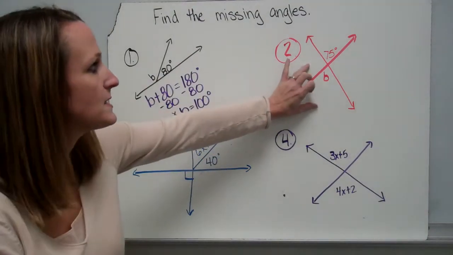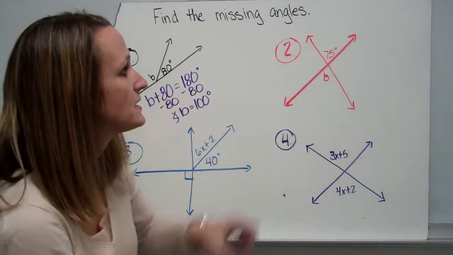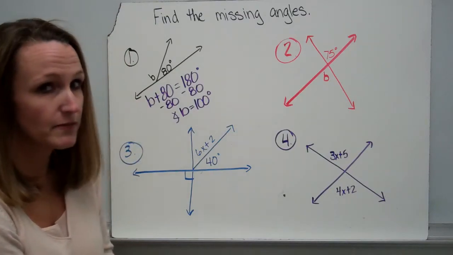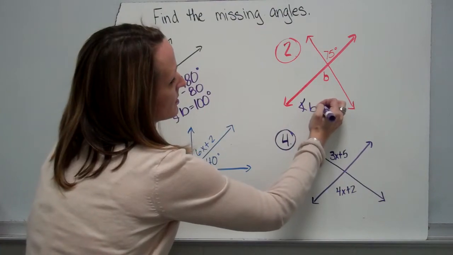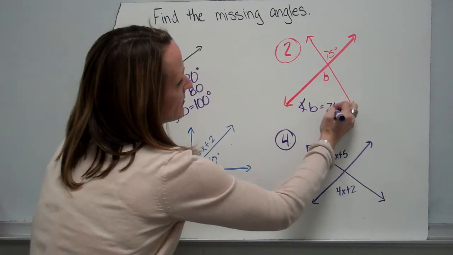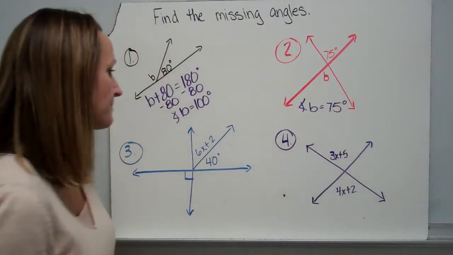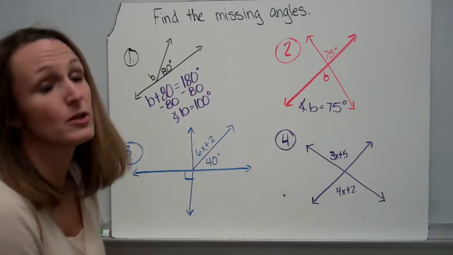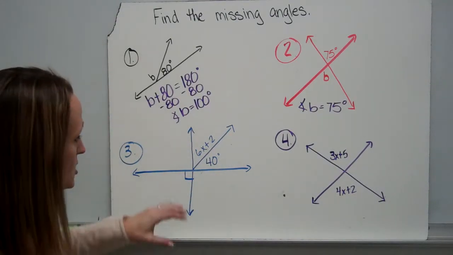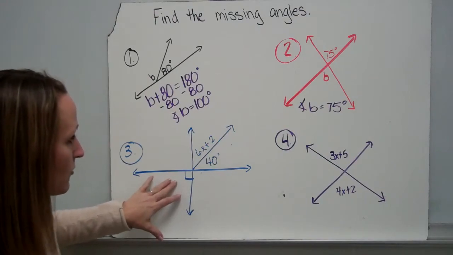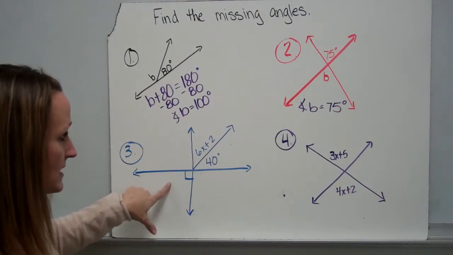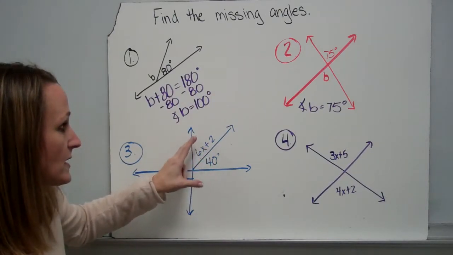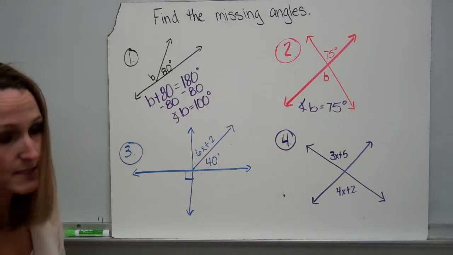What about over here? What's the relationship? These are vertical angles, so I don't actually have to do any math. I can simply say that angle B equals 75 degrees. Okay, these two get a little more difficult. You actually have to do some work. So this side is a right angle, and it's vertical to this side. So that means that if this is 90 degrees, this is 90 degrees. This whole side is 90 degrees.